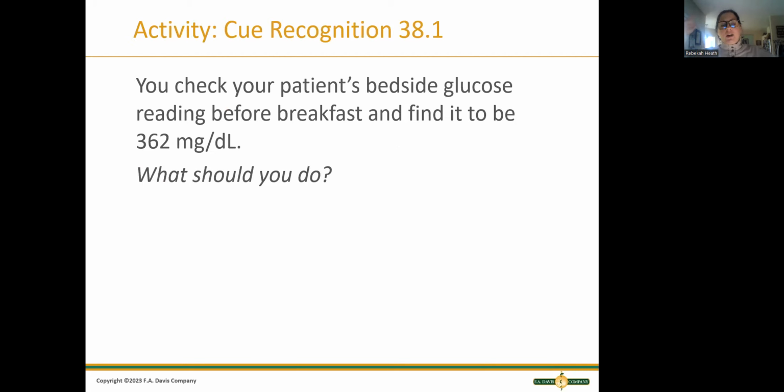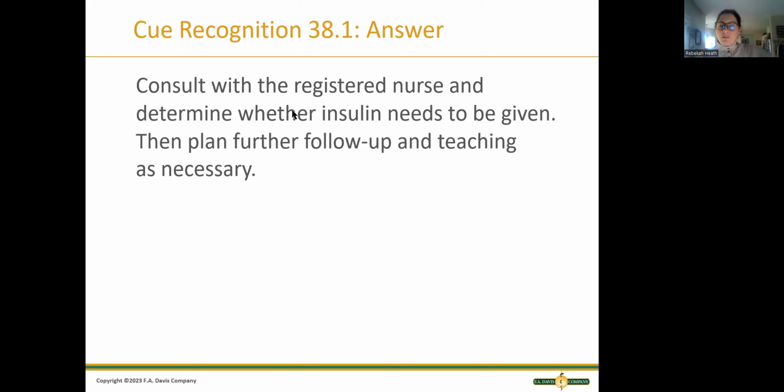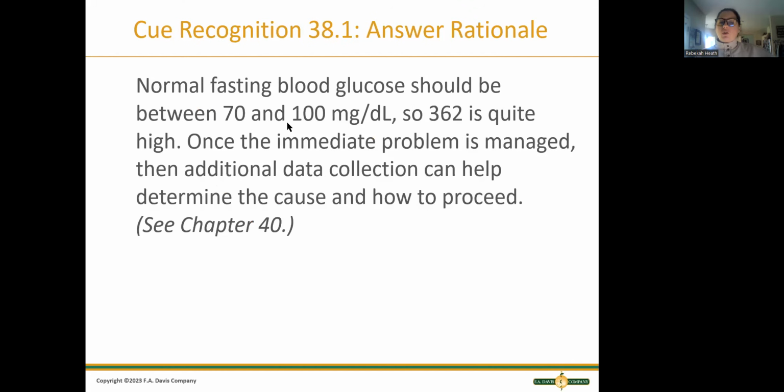So, activity, cue recognition. We go to our patient, we check their blood sugar before breakfast. It's 362. What do we do? All right, so pause for a second and think through, what would I do if I was in clinical and this happened? Well, hopefully you'd consult with the registered nurse and see if they need to have some insulin. Then you plan follow-up and teaching. The normal glucose level should be between 70 and 100, so 362 is pretty high. Once we get the right-now blood sugar managed, then we want to look at a few other things to see what's going on.